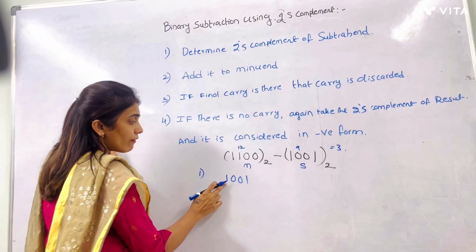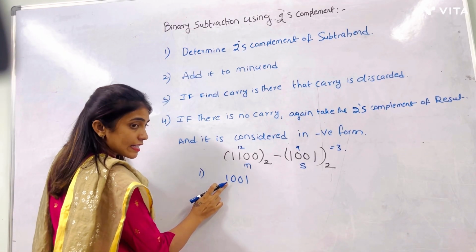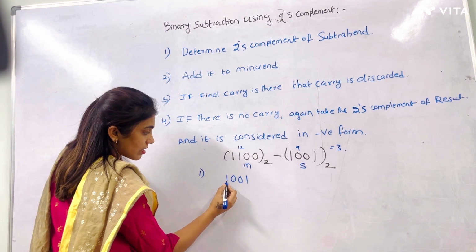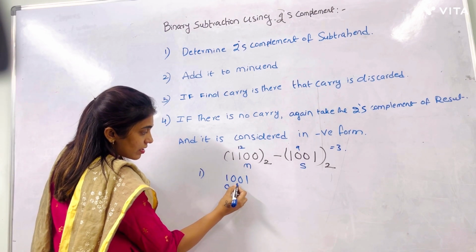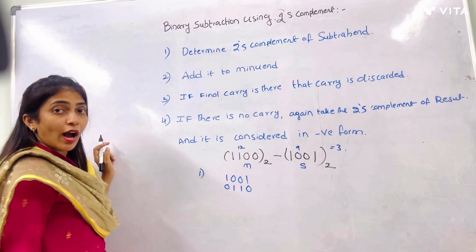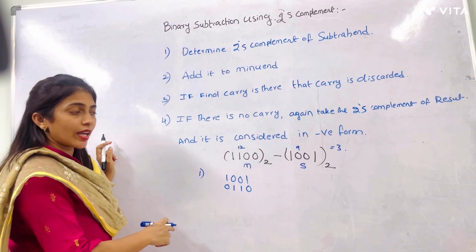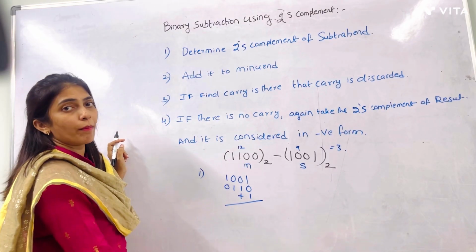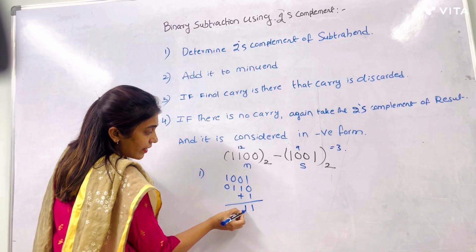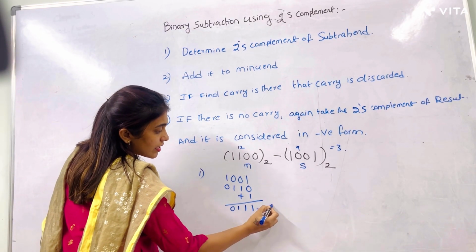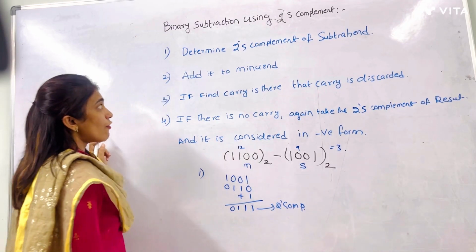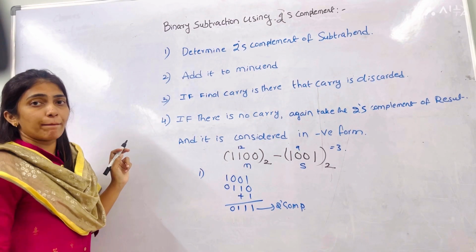So first do 1's complement. You know how to do 1's complement? Change ones as zeros, zeros as ones. Now this is 1's complement. If you add 1 to LSB, then that is the 2's complement. So 1, 1, 1, 0. Now this is 2's complement. So now first step is completed.